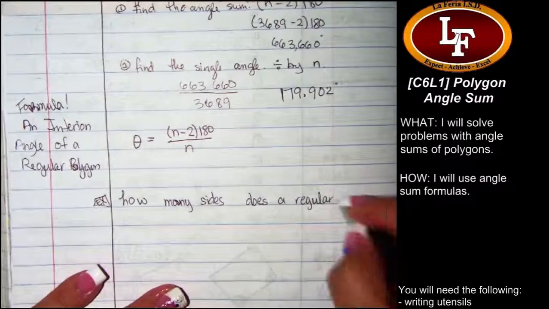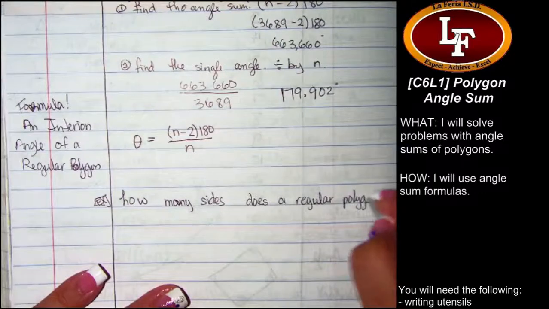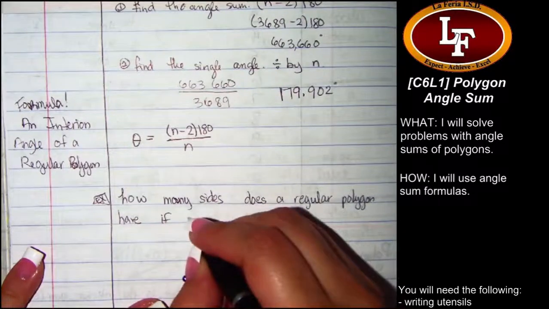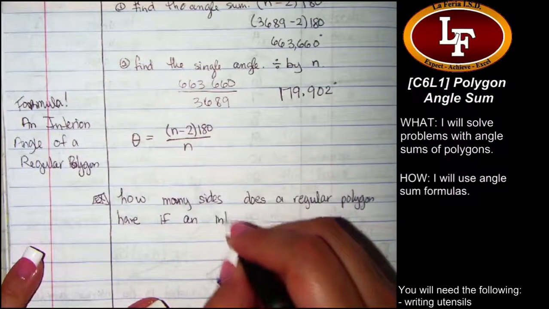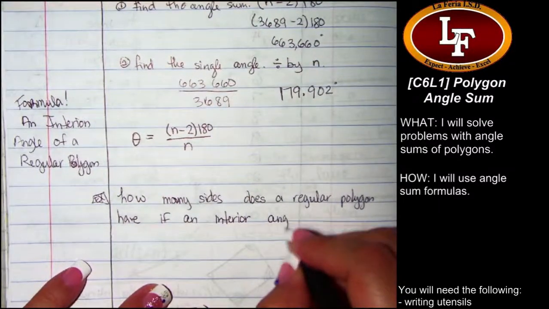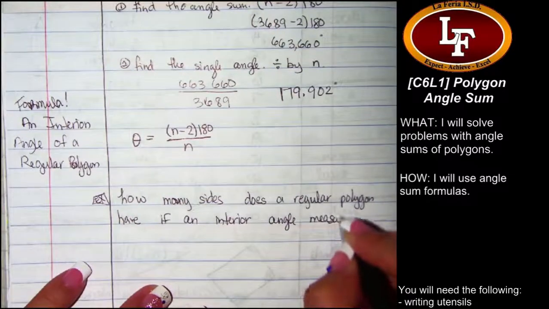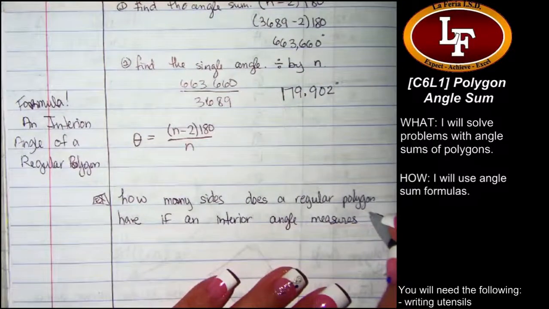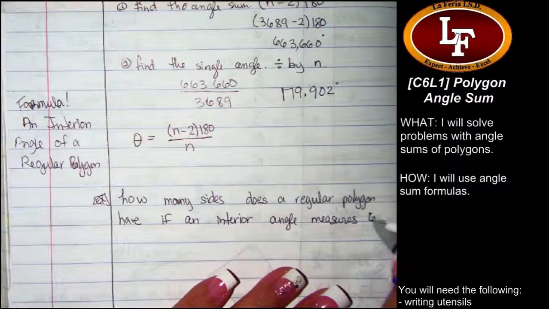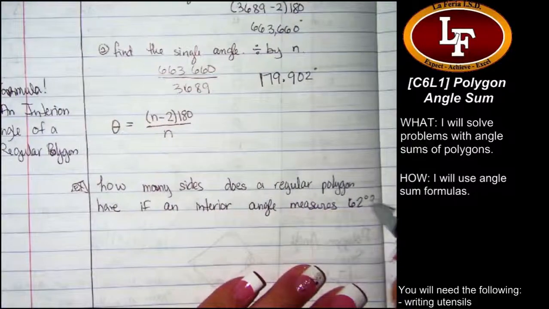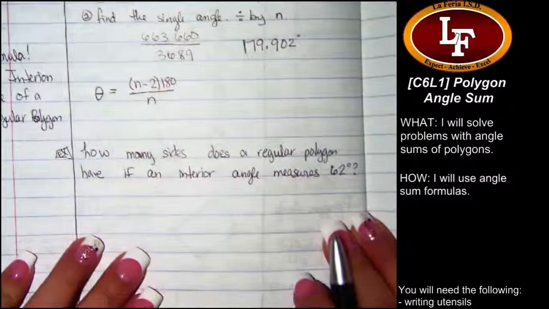All right. How many sides does a regular polygon have if a single interior angle measures, someone please give me an angle measure. I heard 2 and 60. I changed it. Let's do 62 degrees. That's 6 and that's 2 added together.